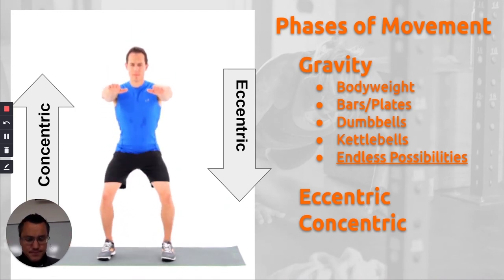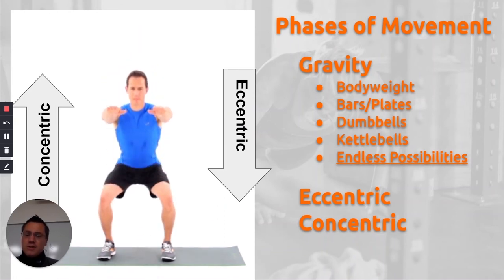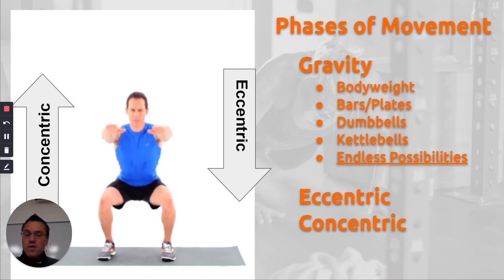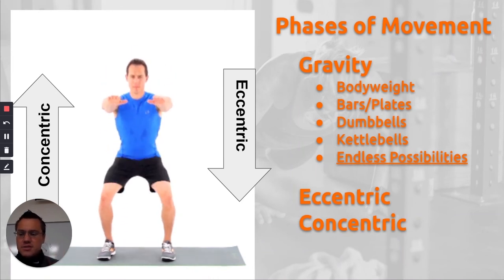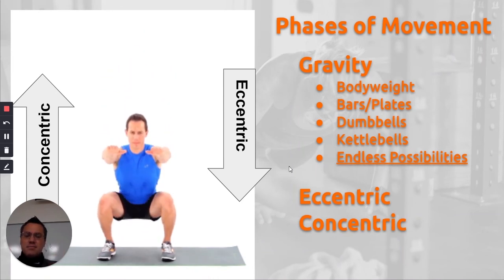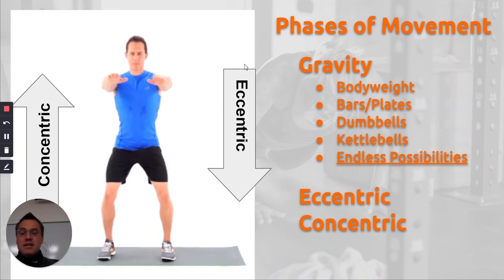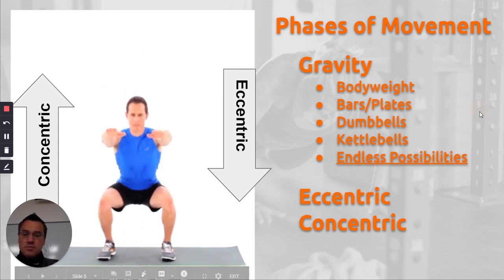So eccentric is defined very simply as going with gravity. Okay, so on the way down, this gentleman is doing the eccentric portion of the exercise. And when he stands up, he is doing the concentric portion of the exercise. So eccentric means with gravity, and concentric means against gravity. And basically all exercises boil down to these two parts.